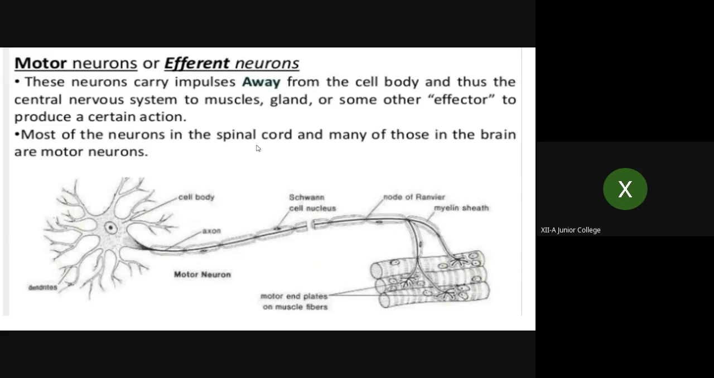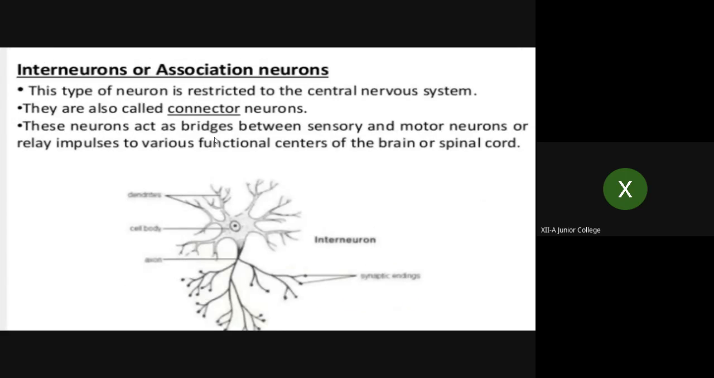Most of the neurons in the spinal cord and many of those in the brain are motor neurons. Remember this. Because from the central nervous system, that is maybe from the brain or the spinal cord, the message is given to that effector. That means that particular organ, whatever the action is to be done. So they carry the information away from the central nervous system, so they are called efferent neurons. And as they are carrying the information, it is moving, so these are called motor neurons.